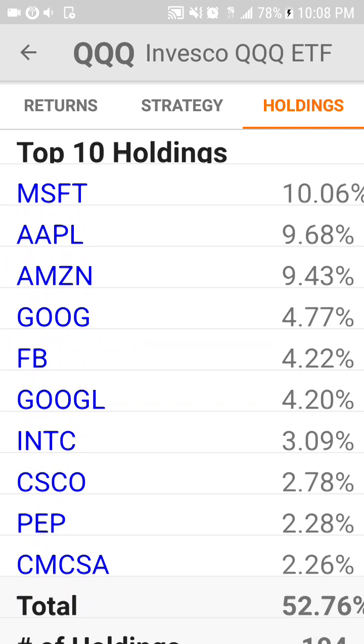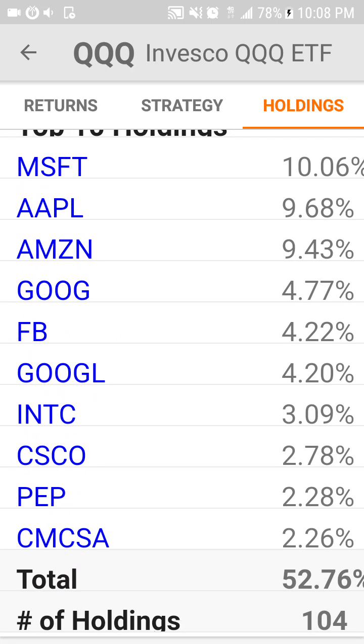Top 10 holdings include Microsoft, Apple, Amazon, Google, Facebook, Google Class A shares and Class C shares. Google with the L is Class A shares versus GOOG, which is Class C shares. Then Intel, Cisco, PepsiCo, and Comcast. All these top 10 make up 52.76%, so the top 10 make up over half the portfolio. And if you buy this ETF, you get exposure to 104 companies.